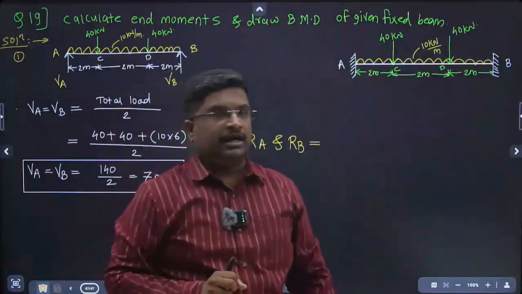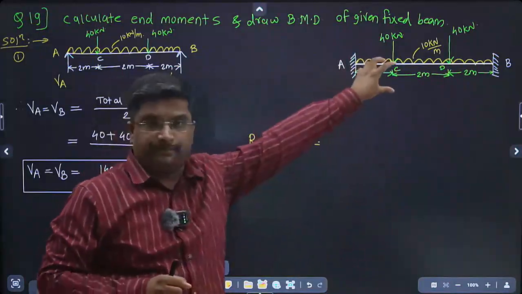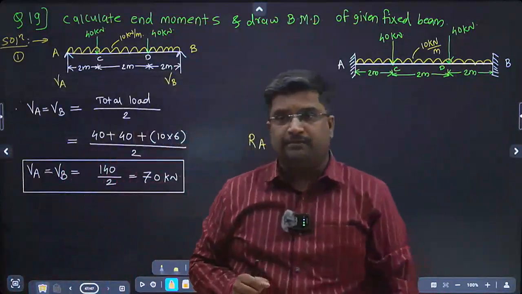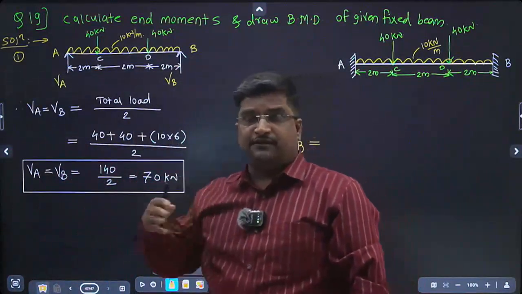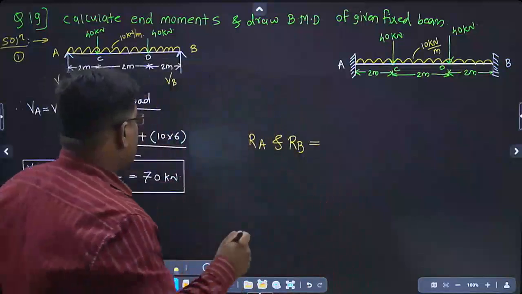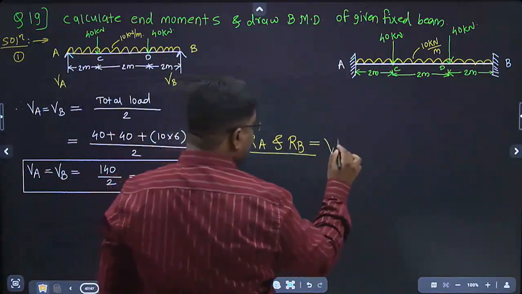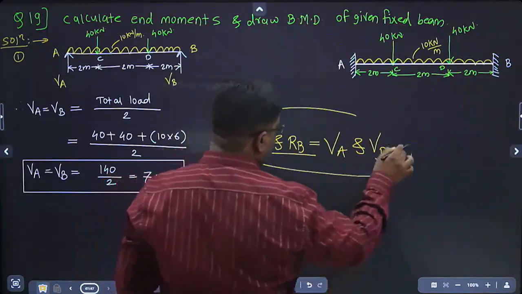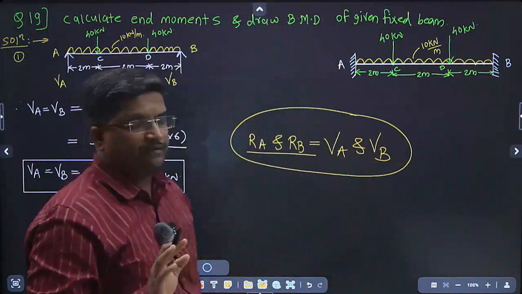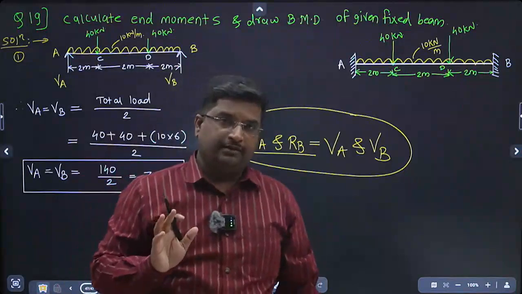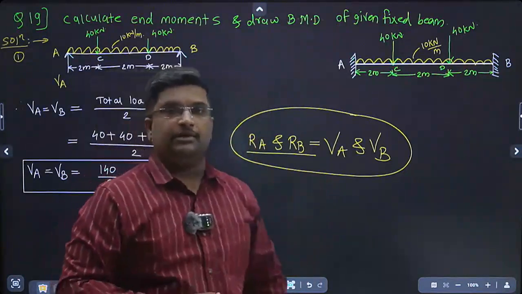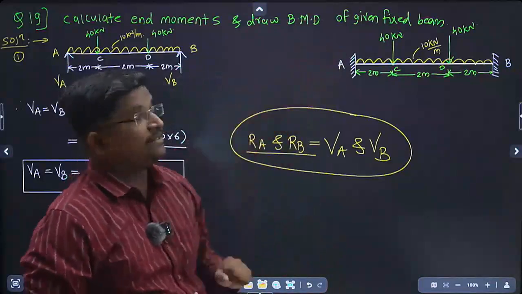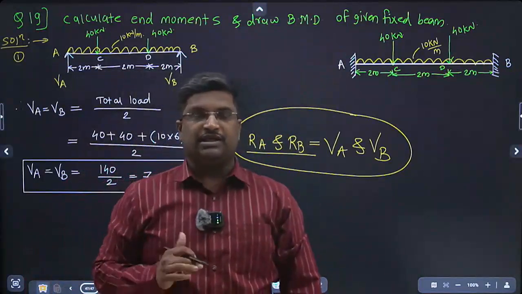RA and RB are the support reactions of the fixed beam, and VA and VB are the support reactions of the simply supported beam. We have already discussed that in many previous lectures. So RA and RB will be the same as VA and VB. This condition is applicable only to those beams which are symmetrically loaded. This condition is not applicable to all beams.